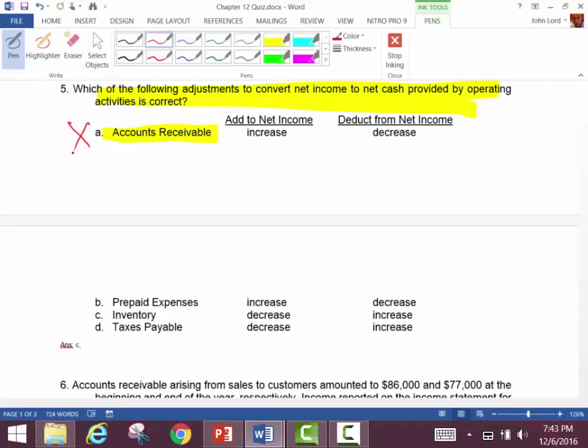Is prepaid expense a what? Well, it's not really an asset. They say it's a what? I see what they're doing. They're saying a prepaid expense is an expense, right?